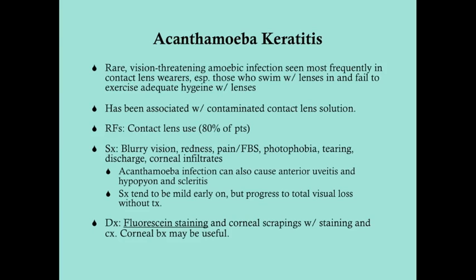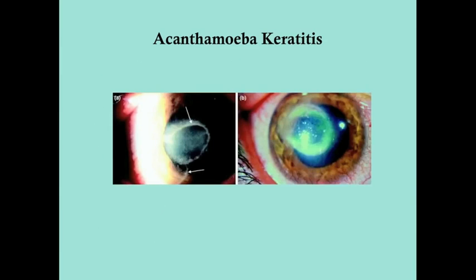The diagnosis here, again, you're going to do fluorescein staining, get corneal scrapings. Corneal biopsy can be useful if the corneal scrapings don't show you any useful results. So this is an example of Acanthamoeba keratitis. Don't worry about how to tell this just by looking at it.